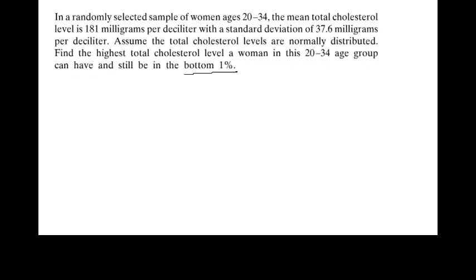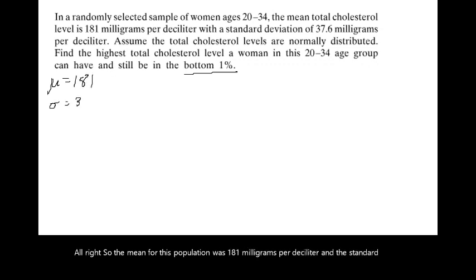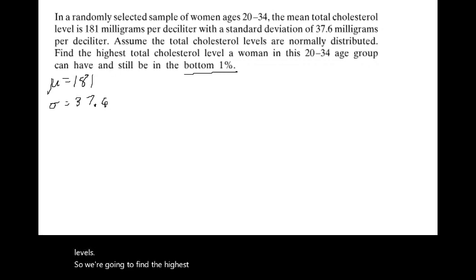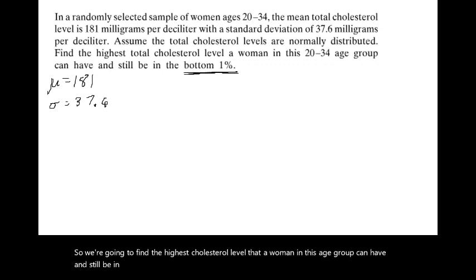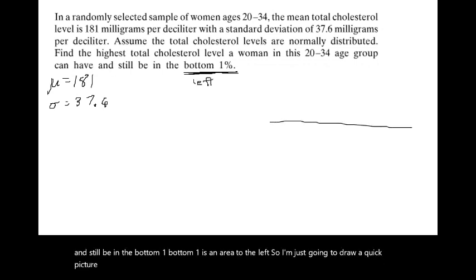All right, so the mean for this population was 181 milligrams per deciliter, and the standard deviation was 37.6 milligrams per deciliter. This is just the units of measurement for cholesterol levels. So we're going to find the highest cholesterol level that a woman in this age group can have and still be in the bottom 1%. Bottom 1% is an area to the left. So I'm just going to draw a quick picture of what we're dealing with here.